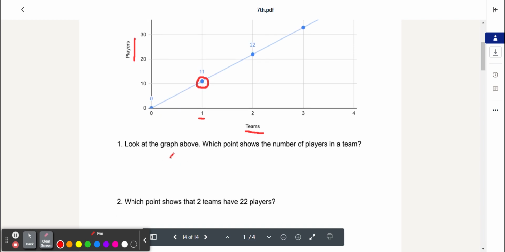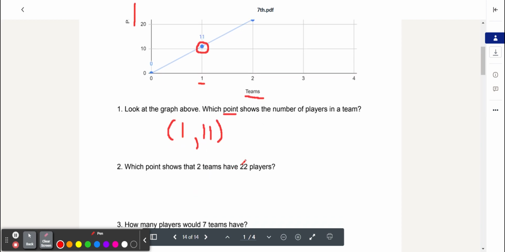And in order to write a point, we write it as an ordered pair. So we have parentheses and a comma. And then first we write our x value, which is one team, and then the number of players, the y value, 11. So the point that shows the number of players in a team is (1, 11).